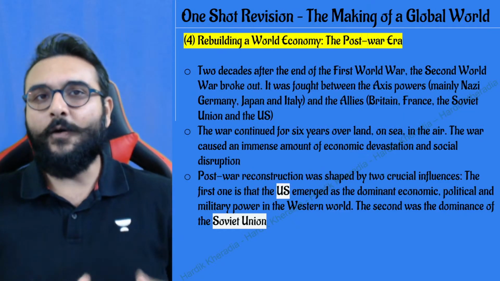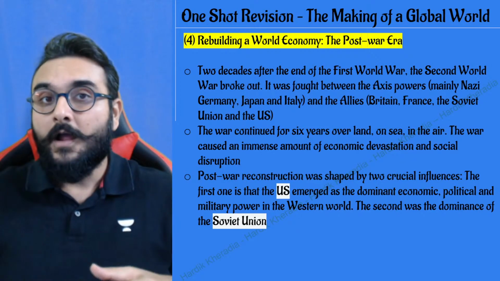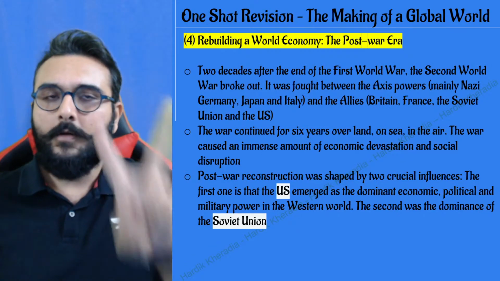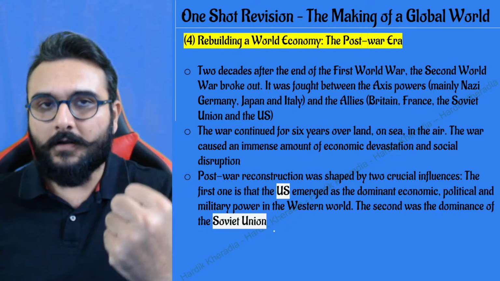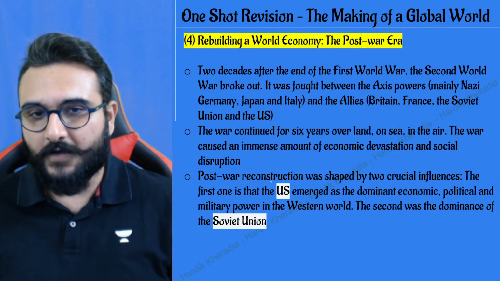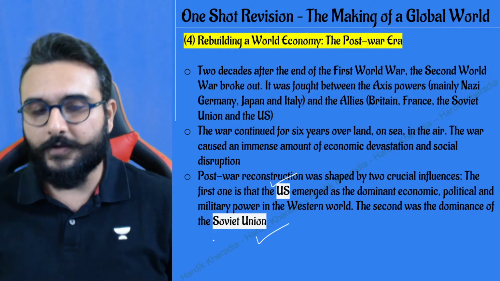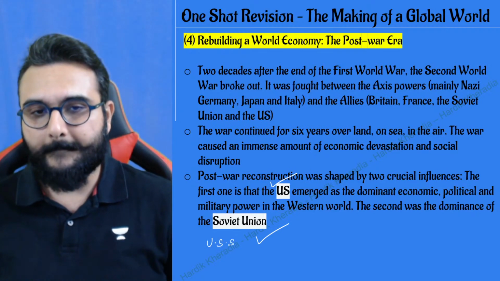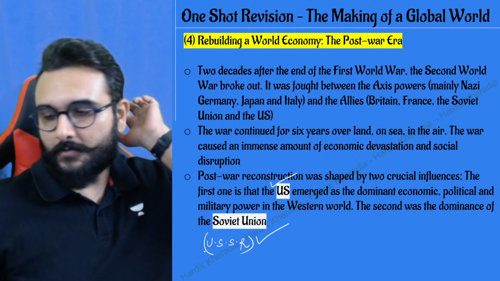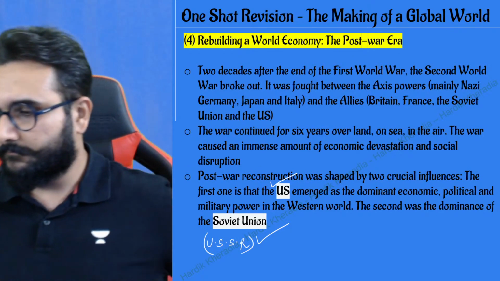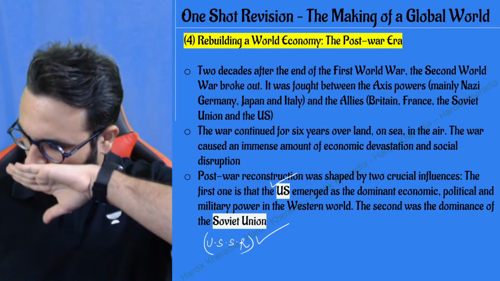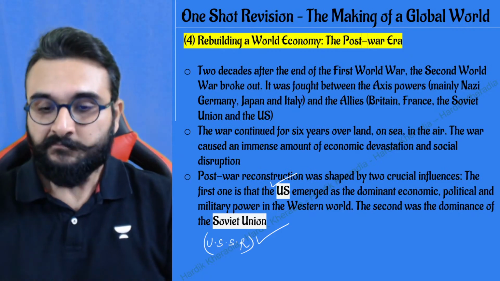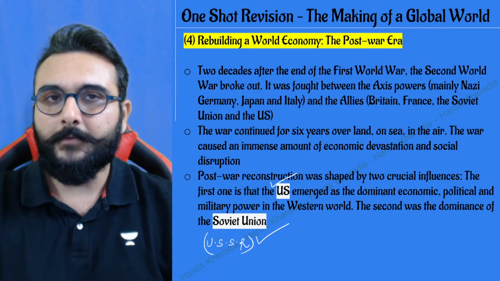So now we are talking about the Second World War and how after the Second World War there were two major countries that actually emerged as very strong countries. First it was the US and second was the Soviet Union, or it was called the USSR, or in today's times it is Russia. Sorry for that. So clear everybody.